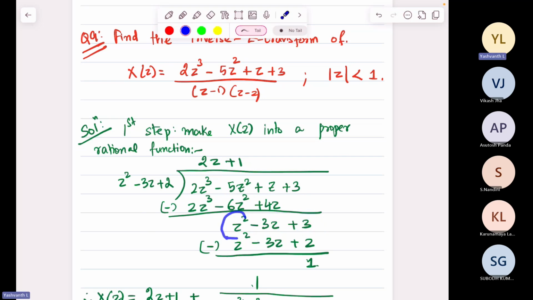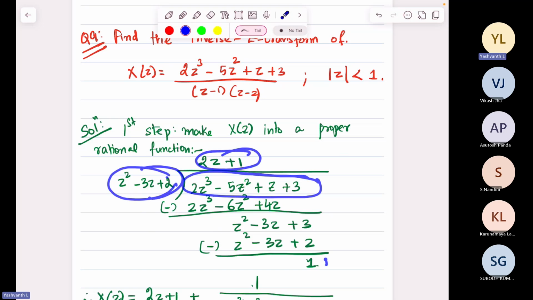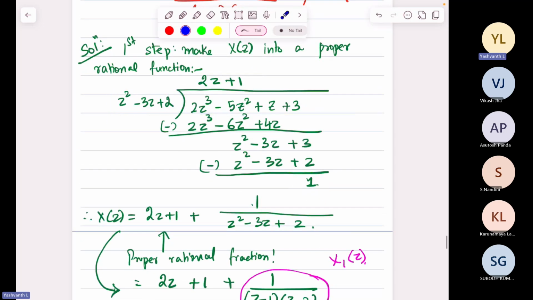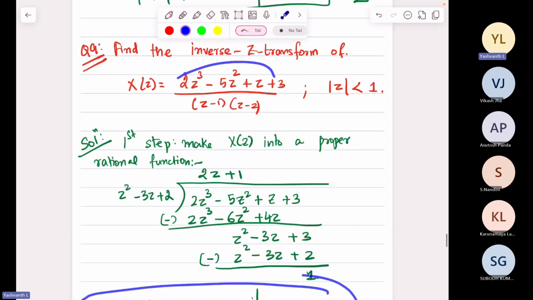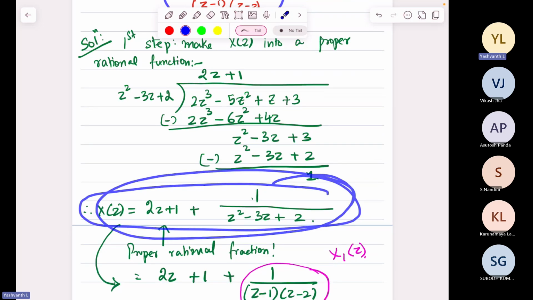Now the new first term, z square divided by z square, is equal to 1. Then multiply 1 by the divisor, which is z square minus 3z plus 2. Now take the difference. You will get the remainder equal to 1. That means the dividend equals quotient times divisor plus remainder, right? You use that and rearrange things. You can show that X of z, the dividend, is equal to the quotient plus remainder by divisor. You can show that X of z is nothing but this term here.